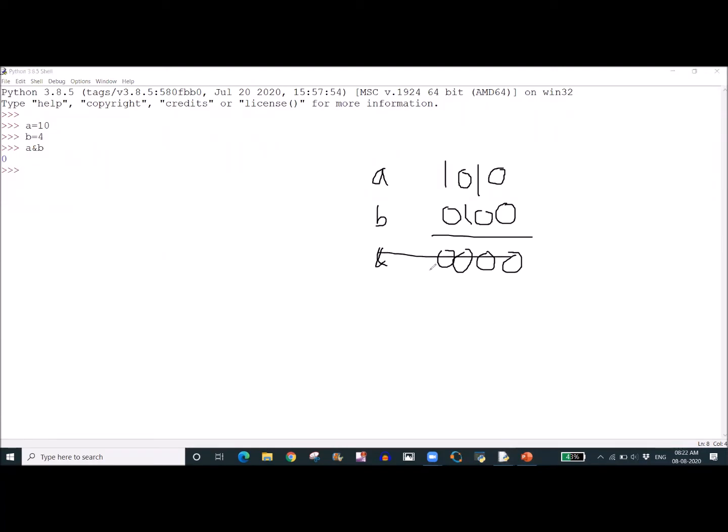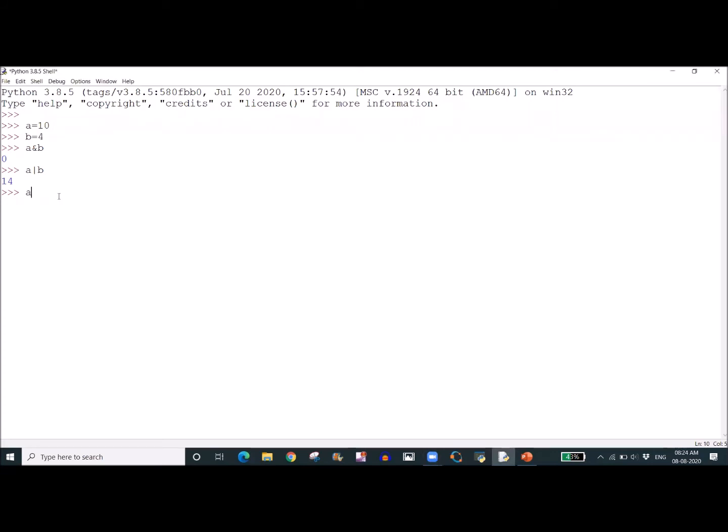Now we are performing the bitwise OR operation. If I perform the bitwise OR operation between A and B, then 0 OR 0 is 0, 1 OR 0 is 1, 0 OR 1 is 1, 1 OR 0 is 1. Now this is 2 to the power 1, 2 to the power 2, 2 to the power 3: 8 plus 4 plus 2. The result is 14.